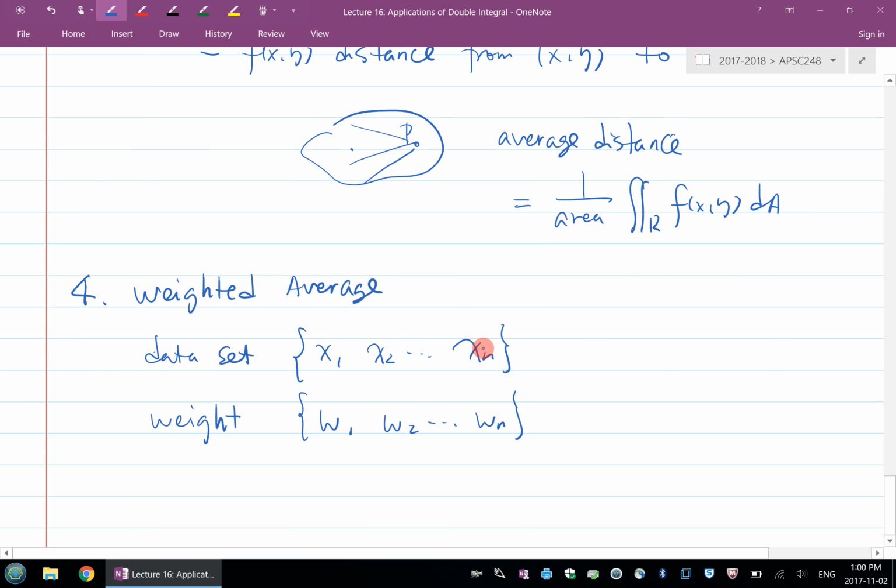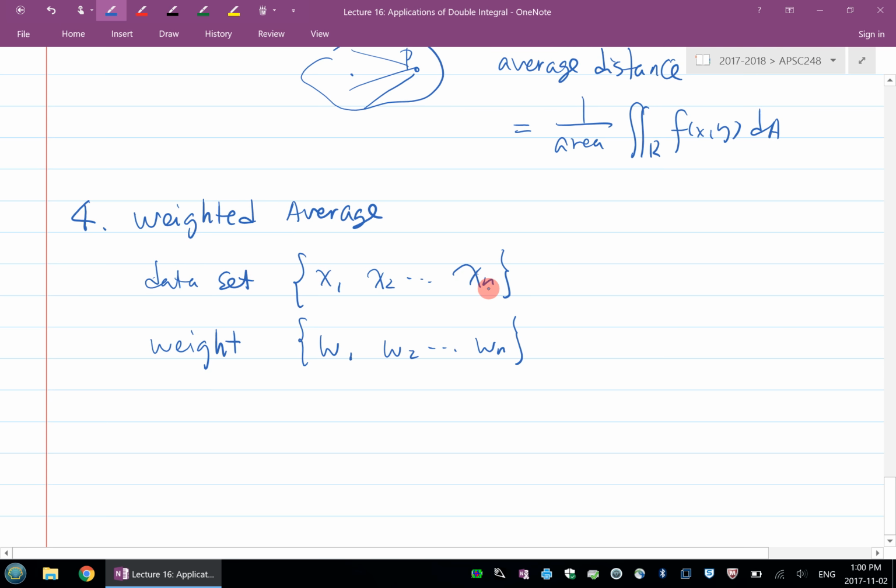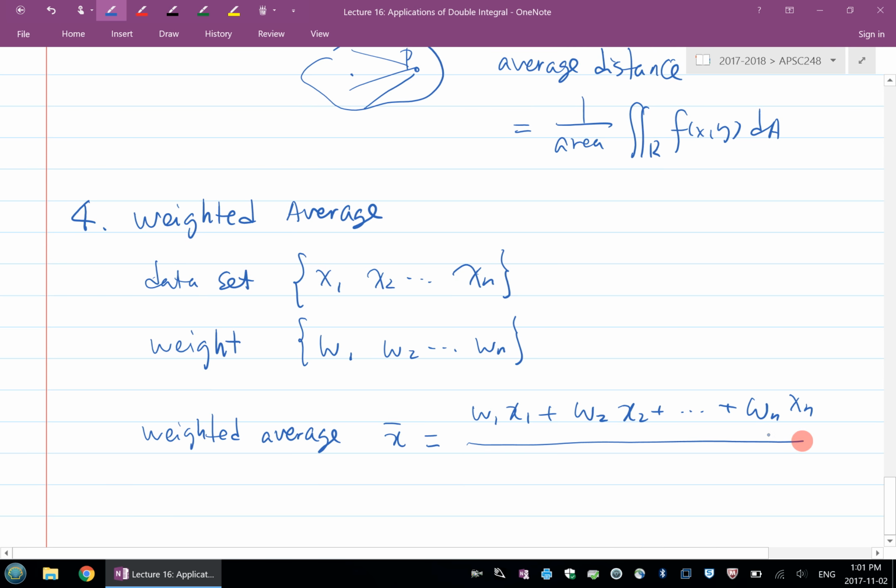Okay. Then if I need to calculate not just the average, but the so-called weighted average of this data set, then your weighted average, let's call it x bar, will be W1 times x1, W2 times x2, up to Wn times xn, divided by the addition of all the weights here. So that's called weighted average.